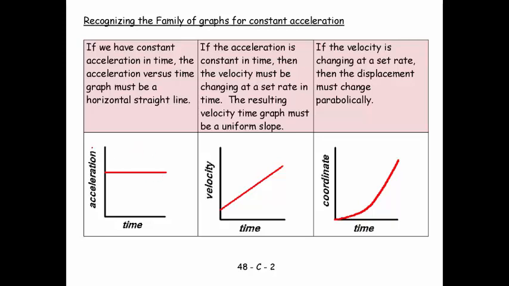So the first thing we look at is an acceleration versus time graph, and we see that it's a straight line. It could be above the origin, meaning positive acceleration. It could be below the origin, meaning negative acceleration. Either one's allowed, but it's going to be a horizontal straight line. If we have a constant acceleration, that means that our velocity changes by the same amount each second. And for a positive acceleration, your velocity steps upwards, and for a negative acceleration, your velocity steps downwards.